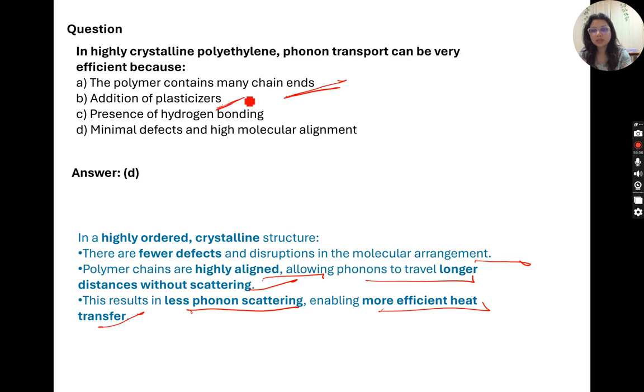Addition of plasticizers can directly impact the crystallinity, not the phonon transport. Presence of hydrogen bonding: since this is polyethylene, there is no hydrogen bonding present in it. And minimal defect and high molecular alignment is the reason why phonon transport can be efficient. I hope these questions are clear to all, because these are very simple questions based on the heat transfer of polymers.